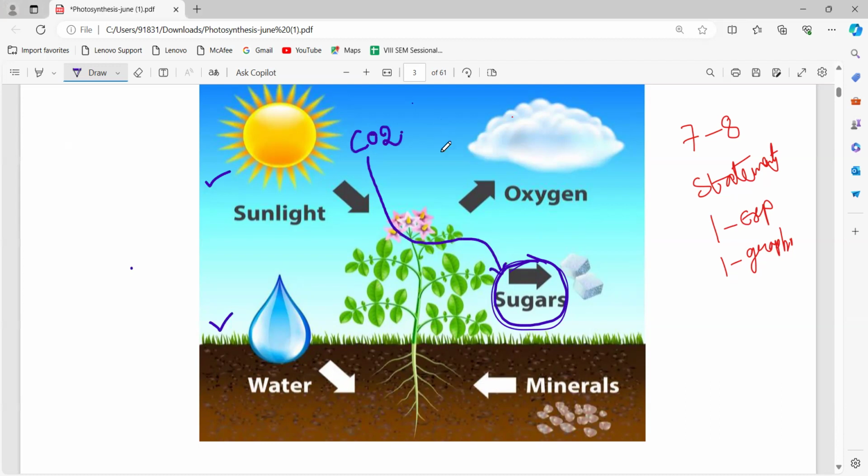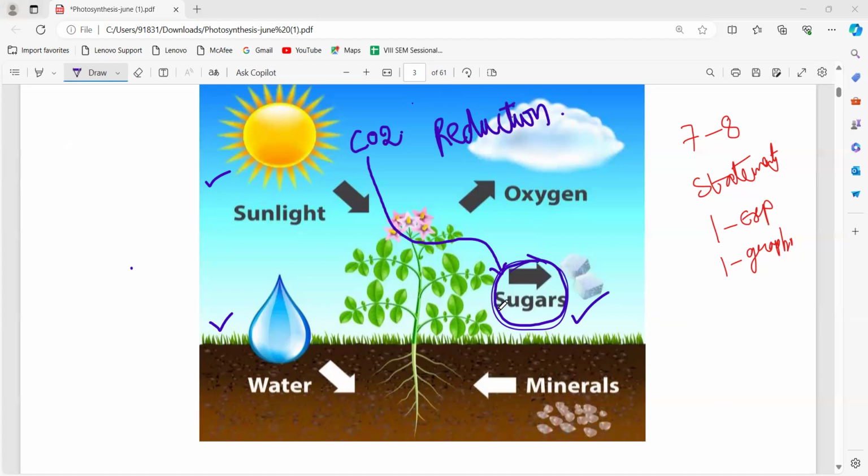This is also an asked question. Photosynthesis is what kind of reaction? Is it a reduction or oxidation? Remember, photosynthesis is always a reduction, because we are reducing the carbon into sugar. Don't get confused. So now every one of you try to understand the point.